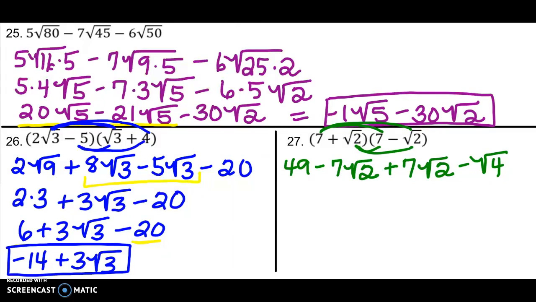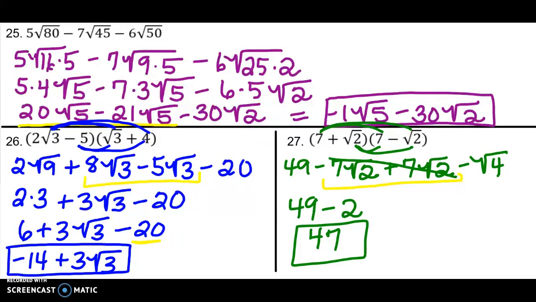Okay, now I notice that we have some like terms, these middle terms. We have a minus 7 square root of 2 and a plus 7 square root of 2. And we should know that those are going to cancel. Okay, we also need to recognize that the square root of 4 that we have down here at the end, we know the square root of 4 is just 2. So now this problem became really easy. We have 49 minus 2, which is 47.